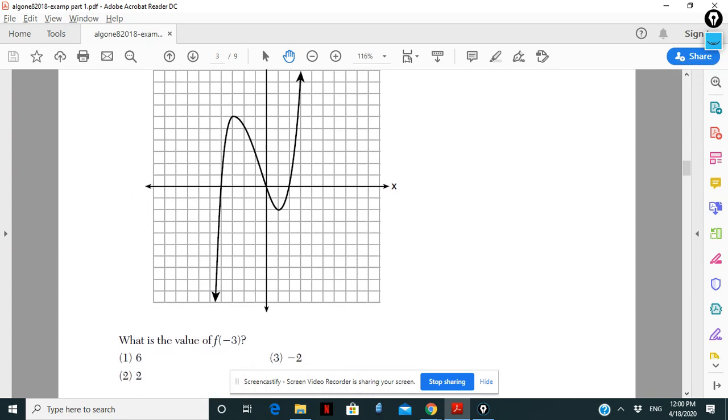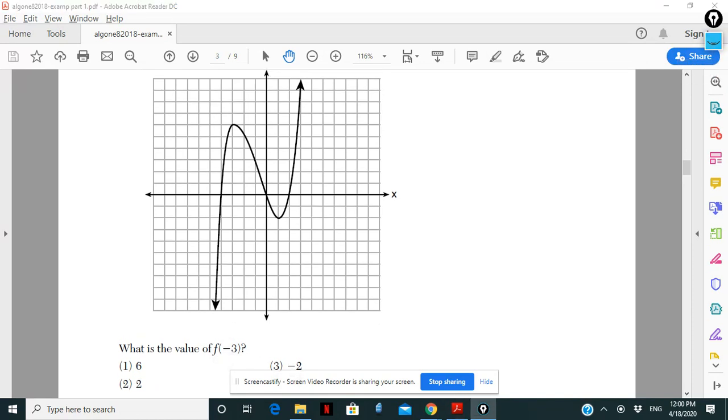Question number 5. We have a graph for the function and they need the value for negative 3. On the graph I go to negative 3, then all the way up, counting 1, 2, 3, 4, 5, 6. So it should be 6. So the answer is 1.